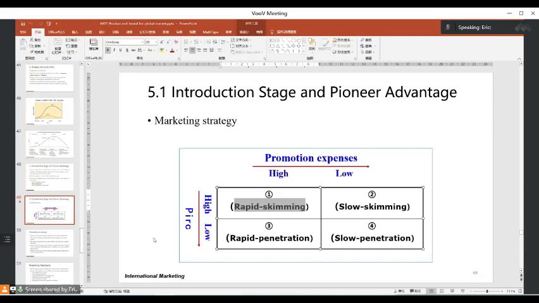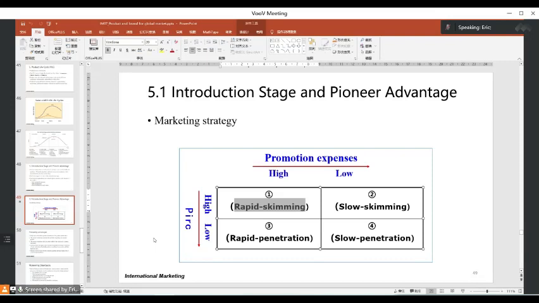It's a similar example with Tesla. We know that the first model of the Tesla sold for, I forgot the number, maybe $100,000. It is much higher than the competitors. So we can call the price decision rapid skimming.